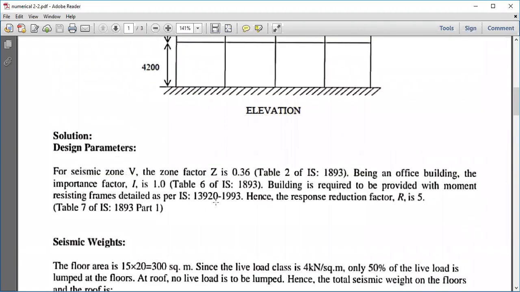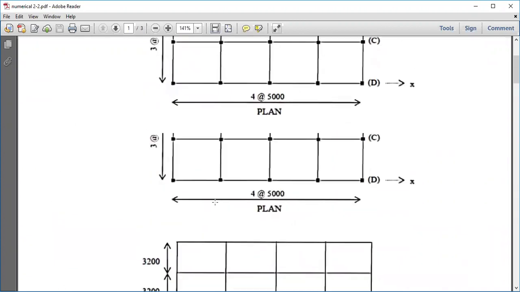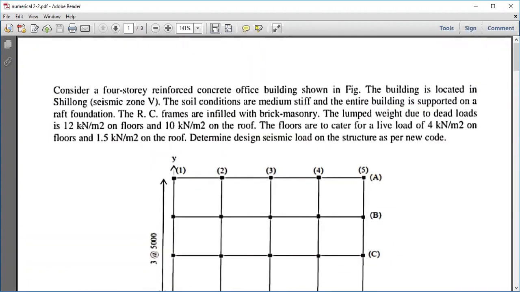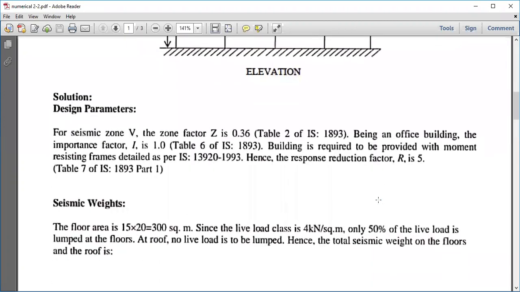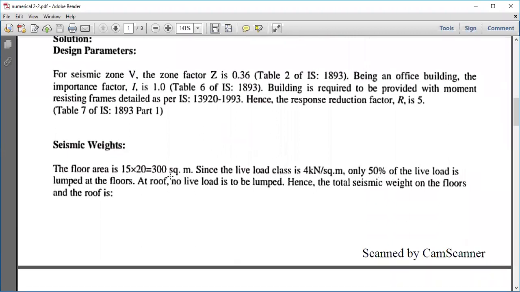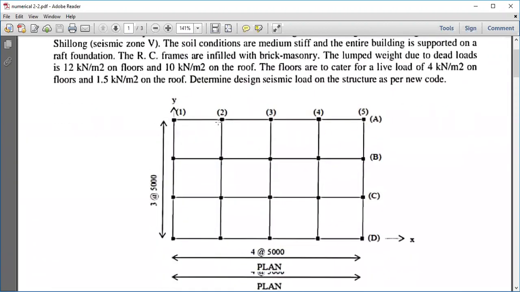Seismic weights now. We know that I have a value of dead weight, that is 12 kilonewton, for floors and roof, and live load. So first let us calculate the floor area. What is the floor area? Because my weight is given in per meter square, if I multiply the area to this, I will get the total weight, that is in kilonewtons. Looking into the plan of the building, this is 5, 10, 15, that is 15 meters in y direction, and 5, 10, 15, 20 in x direction, correct?